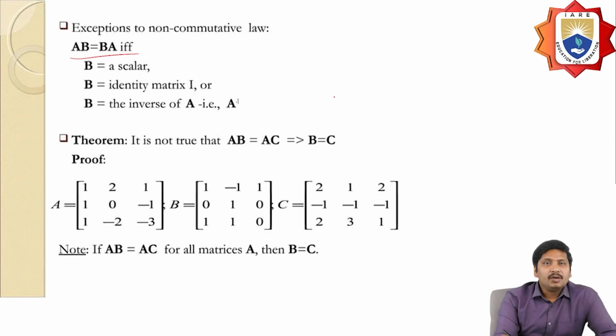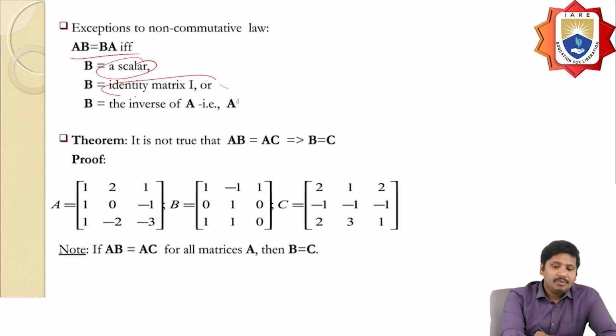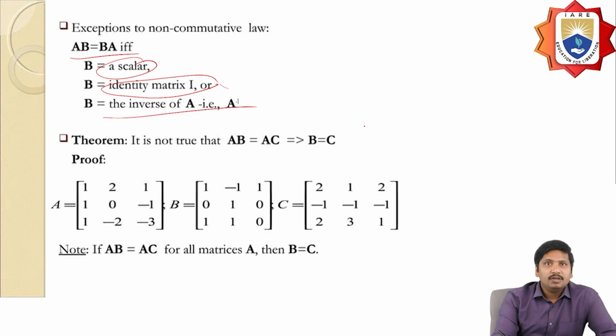AB equals BA is possible when B is a scalar, or B is an identity matrix, or B is the inverse of A. The theorem is that if AB equals AC, then we have to prove that B equals C. So if AB equals AC for all matrices A, then B equals C automatically.